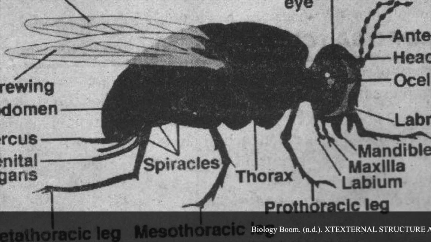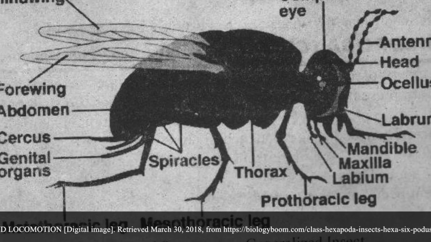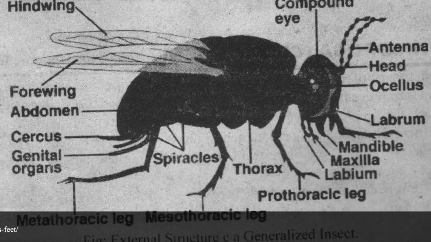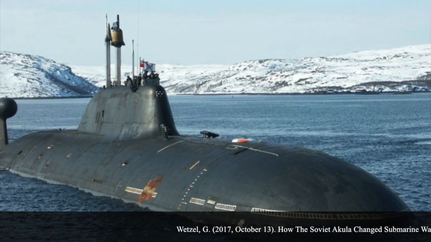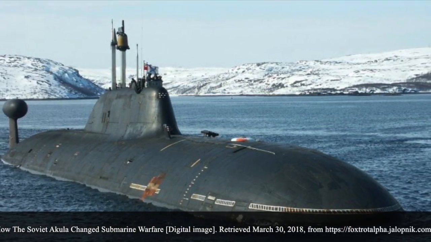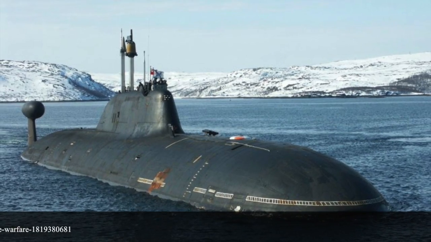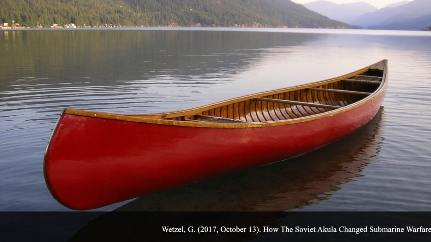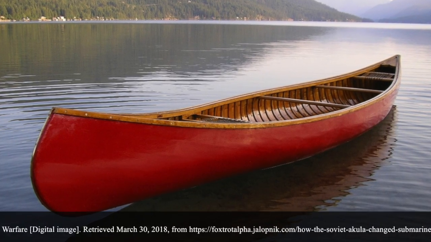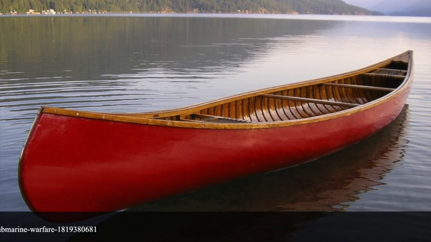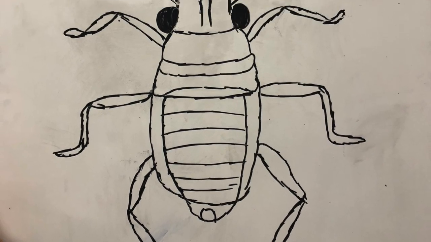The shape and structure of the objects play a very big role in where they are able to survive. Take a submarine, for example. A submarine is built to withstand being completely submerged in water. But if you were to put a canoe underwater, it would not be able to serve its purpose at all. The same principle is for the insects as well. Structure plays a very big role.